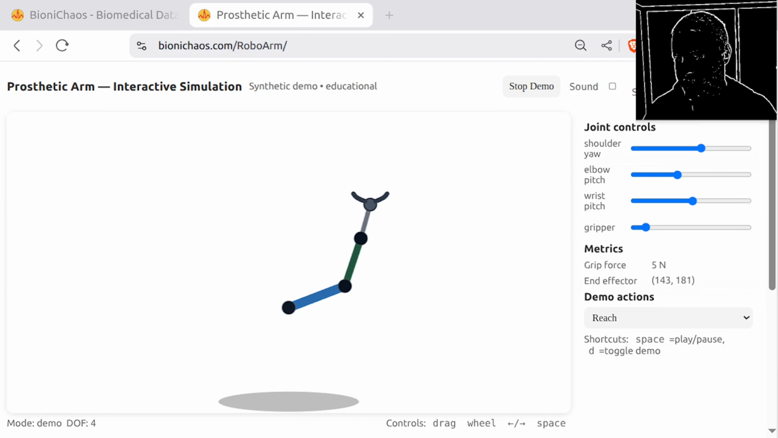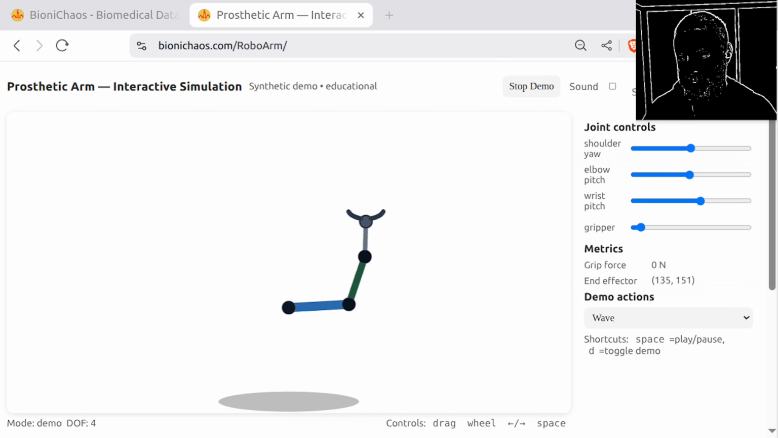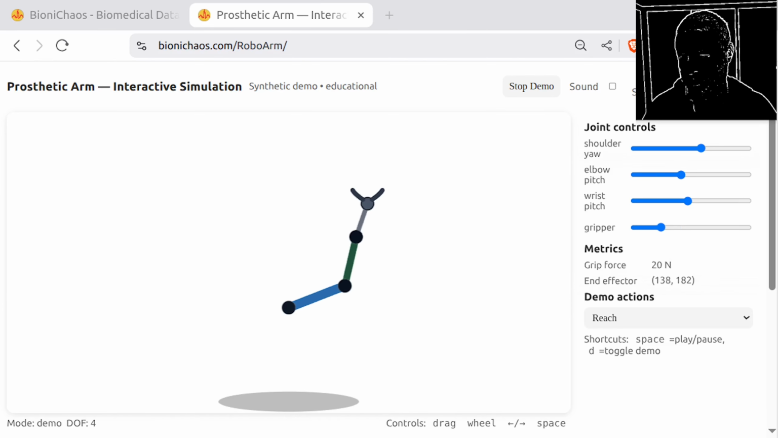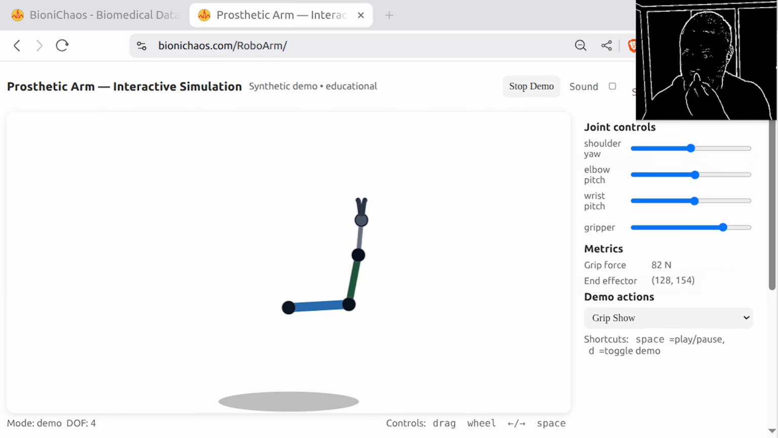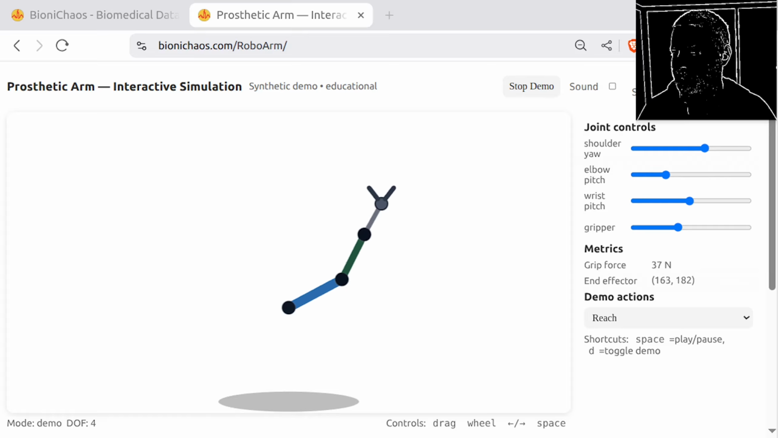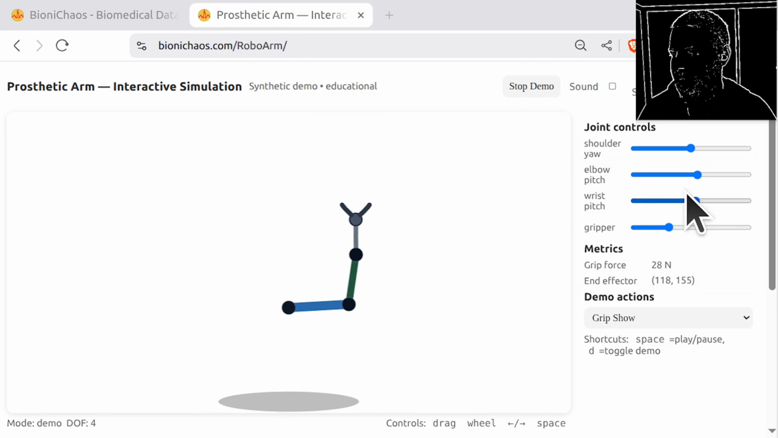Okay, yes, and how about the grip force? Can you explain the grip force and how it is actually measured? The grip force is the amount of force exerted by the gripper, essentially the strength with which it can grasp an object. In this simulation, it's likely calculated based on the current gripper opening and possibly other factors like joint torques, although the precise calculation method is not visible on the front panel. As you move the gripper slider, you can see the grip force value change, indicating the strength of the grip at that position.